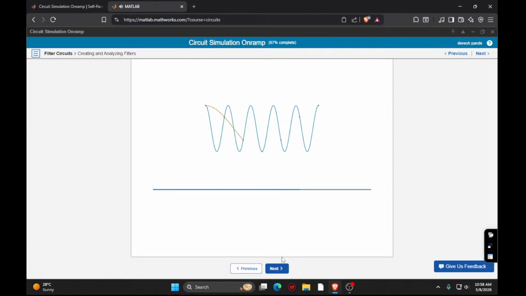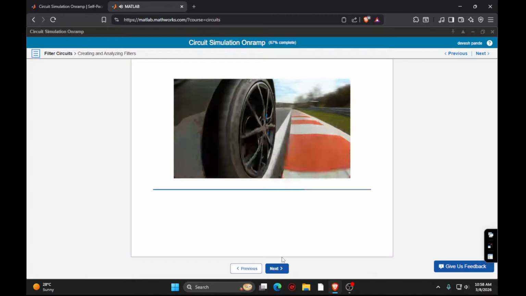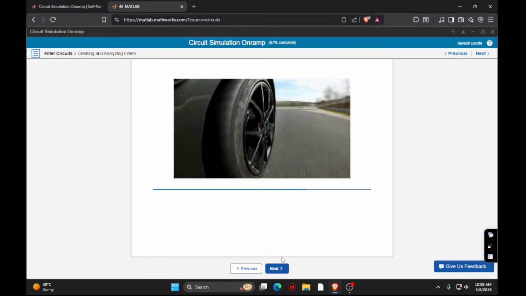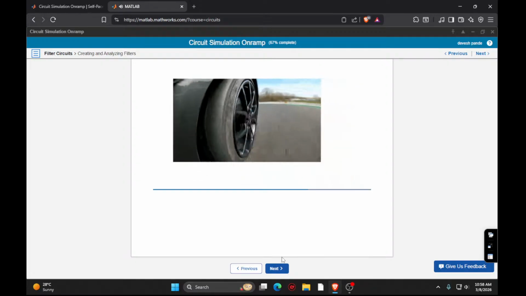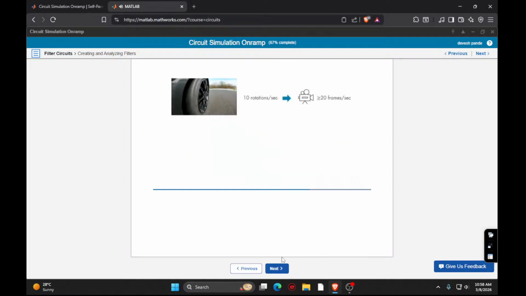Aliasing occurs when a signal is sampled in a way that makes it indistinguishable from another signal, like how a video of a wheel can make it look like it's moving backward. Avoid aliasing by choosing a sampling frequency twice that of the highest expected frequency in your signal. For a continuous time signal with a maximum frequency of b hertz, that means your samples should be at most 1 over 2b seconds apart.